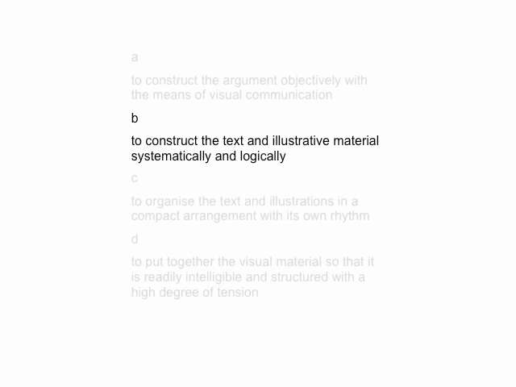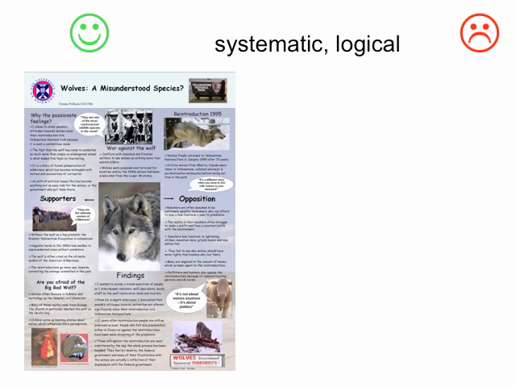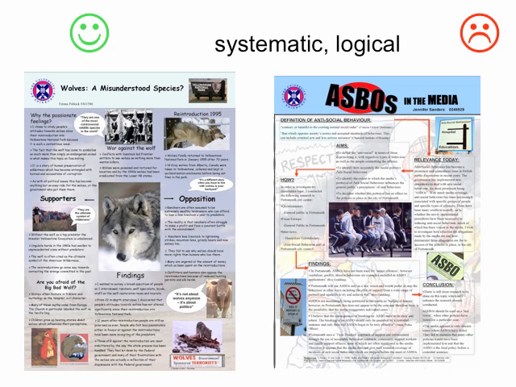So construct the text and illustrated material systematically and logically. We've kind of looked at that. Here's some examples. Nice and systematic and logical. The one on the left is a good example. The one on the right is a bad example. The fact that it's got those horrible little arrows is a sign that the layout could have been better.